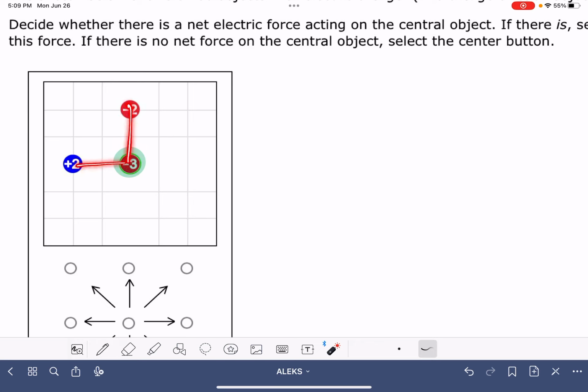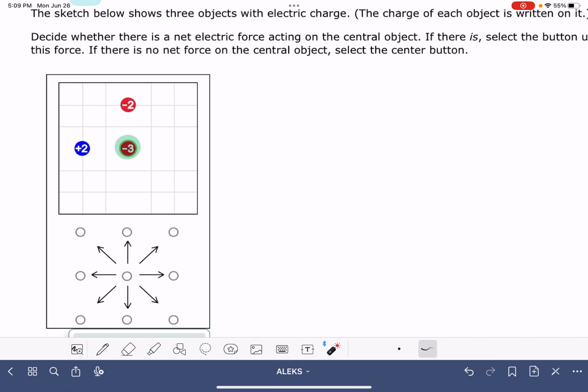They might not be in this exact same arrangement. They might be lined up like this or some other pattern, but the magnitude of these 2 charges will always be the same. It might be different from this one, but these 2 will have the same magnitude charge, and they will also have the same distance to that highlighted charge.